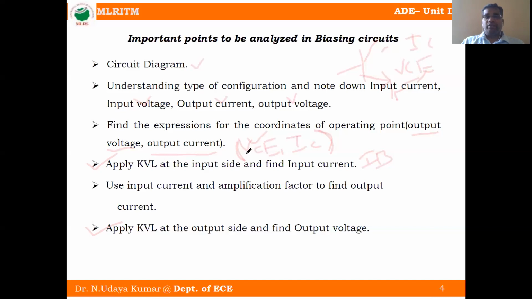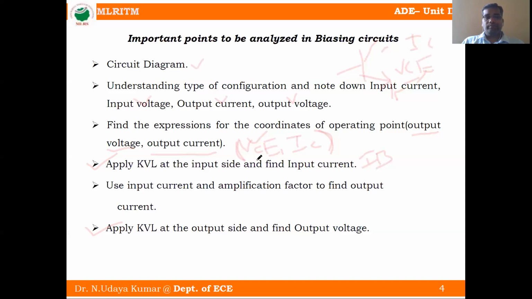So I repeat: first, the circuit diagram; understand the type of configuration, which configuration it is, and note down the input current, input voltage, output current, output voltage. Next, find the coordinates of the operating point, VCE comma IC. Apply the input KVL and find the input current. Apply the output KVL and find the output current. So these steps are common for all biasing methods.